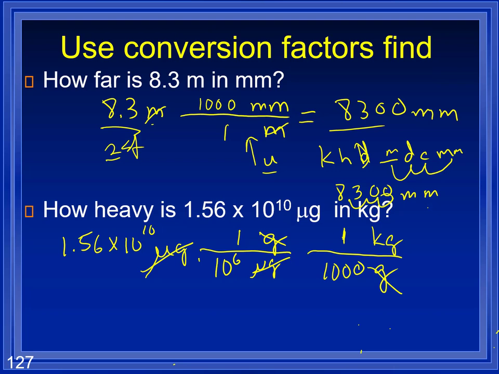So to push that into my calculator, all I remember is things on top you multiply, things on the bottom you divide. So 1.56 times 10 to the 10th divided by, now to get this 10 to the 6th into my calculator, I'm going to do 1 times 10 to the 6th, divided by 1,000, equals 15.6 kilograms.